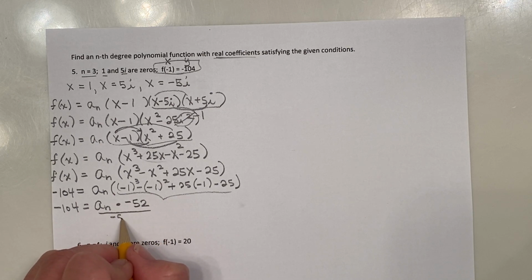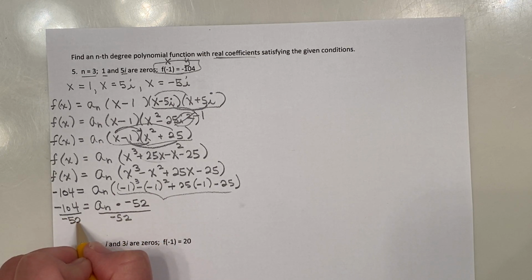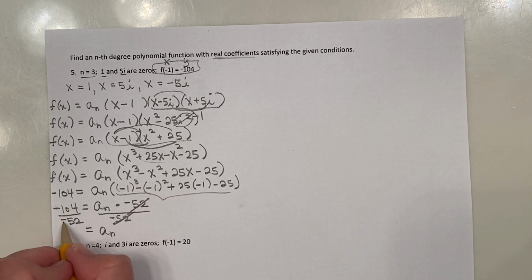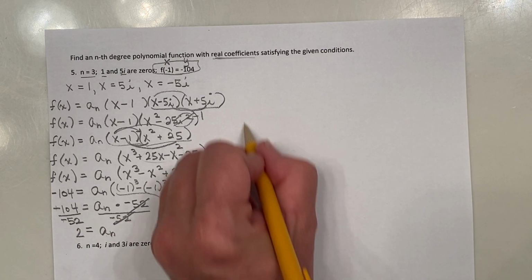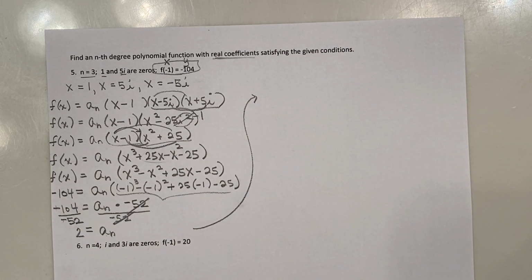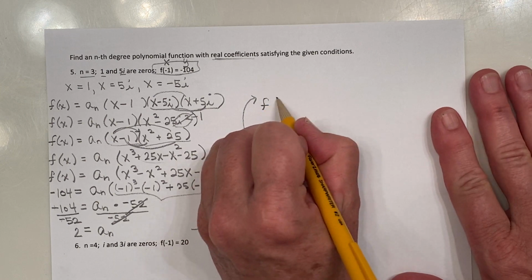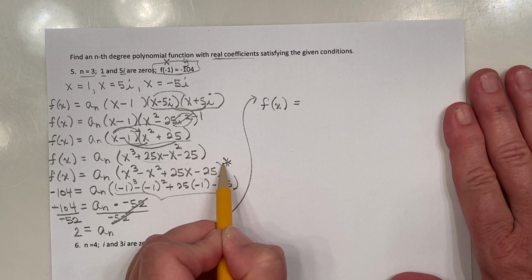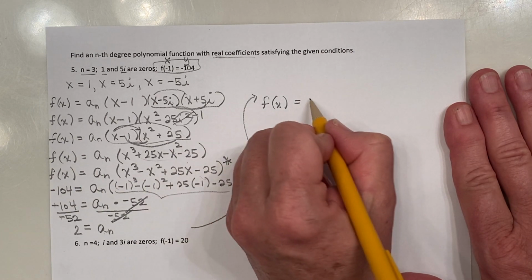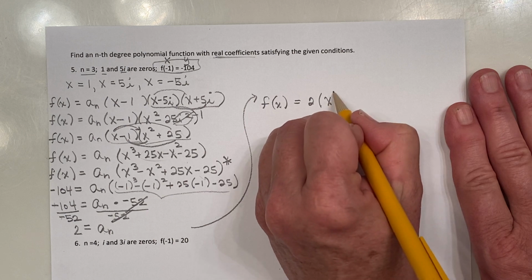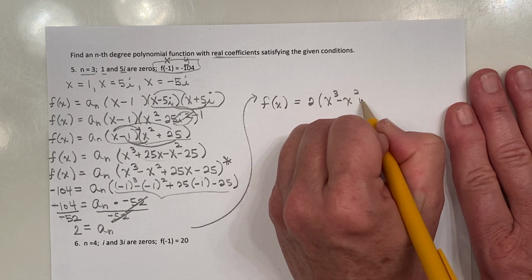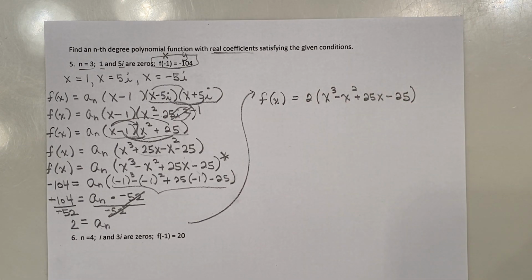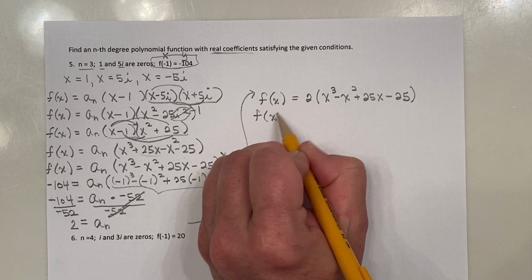So now let's divide by negative 52, negative 52. So a subscript n is actually going to be a positive 2. Almost there. f of x equals, see, my last cleaned up line was right here. So f of x equals 2 times this polynomial, and likely we're going to want to distribute that 2 inside to all the terms.